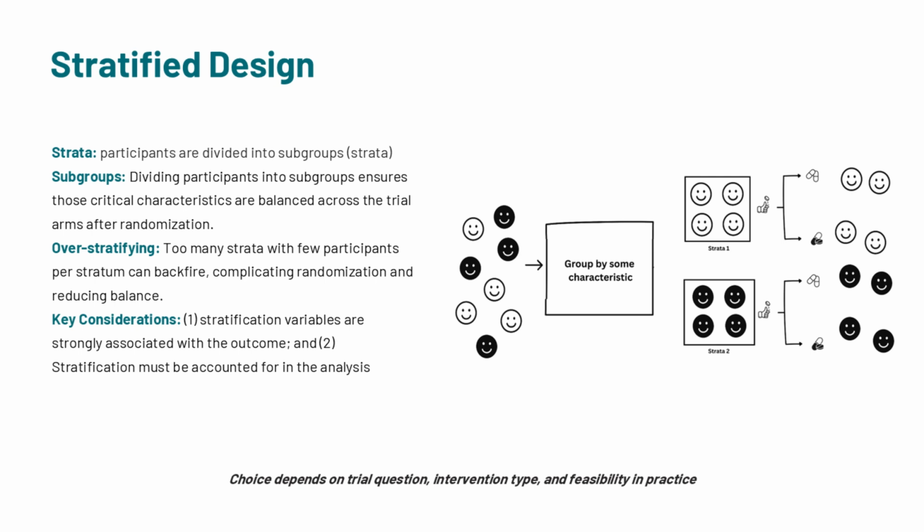This helps ensure key traits are balanced across trial arms, reducing the risk that random variation introduces bias. However, creating too many strata, especially with a small number of participants in each stratum, can actually worsen the balance and complicate the randomization process. This is called overstratifying, and it's a common pitfall.